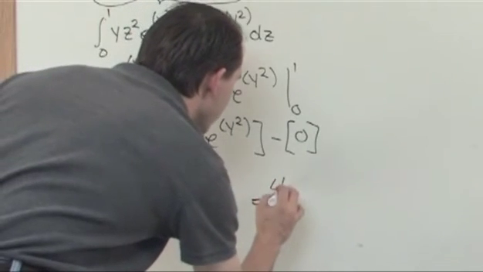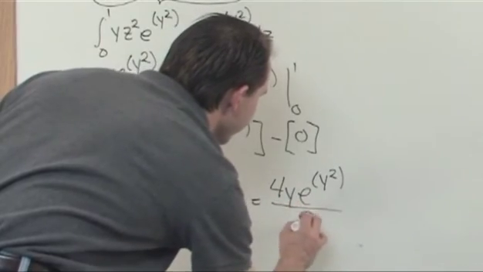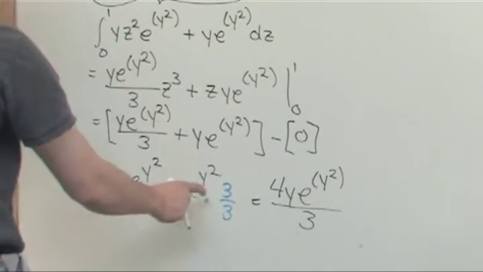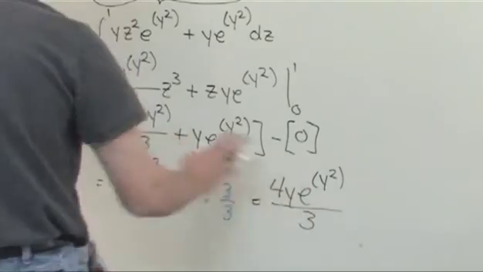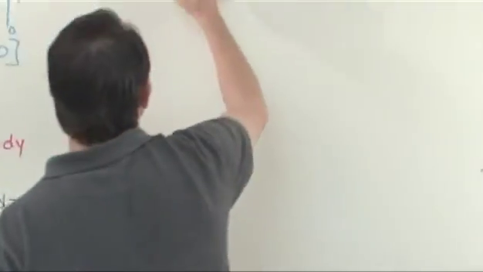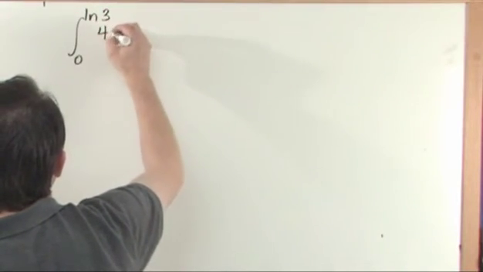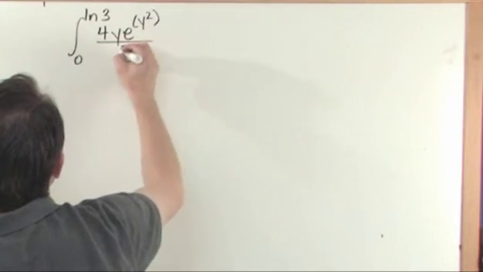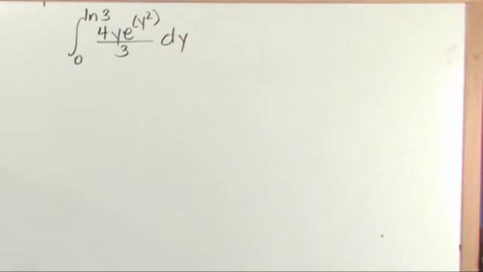That's going to give me 4ye to the y squared over 3. All I've done is find a common denominator by multiplying by 1, basically, and that allows me to add the top to this top here because they're identical otherwise. Now let's take this and integrate it along the final direction, which is the integral from 0 to natural log of 3 of 4y e to the y squared over 3, and I'm integrating on dy. All I've done is integrate along the final direction given by my initial problem, okay?